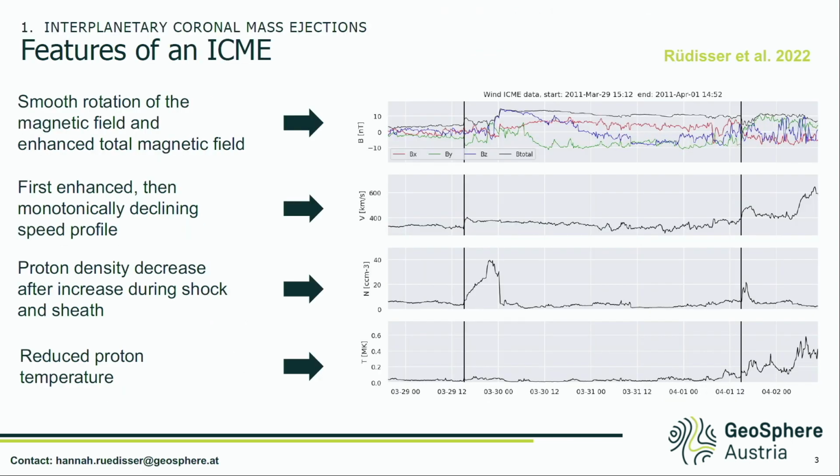Okay. So you probably all know that CMEs are one of the key drivers for space weather. And when we try to observe them in situ data, we can see that they might exhibit certain signatures. One of these signatures is, for example, a smooth rotation of the magnetic field and a totally enhanced magnetic field that you can see here in the top panel. Another one might be a proton density decrease after an increase during shock and sheath region. I'm saying they might exhibit these signatures because, in fact, not all ICMEs exhibit all of these signatures, and there is not a single signature that is present in all ICMEs.